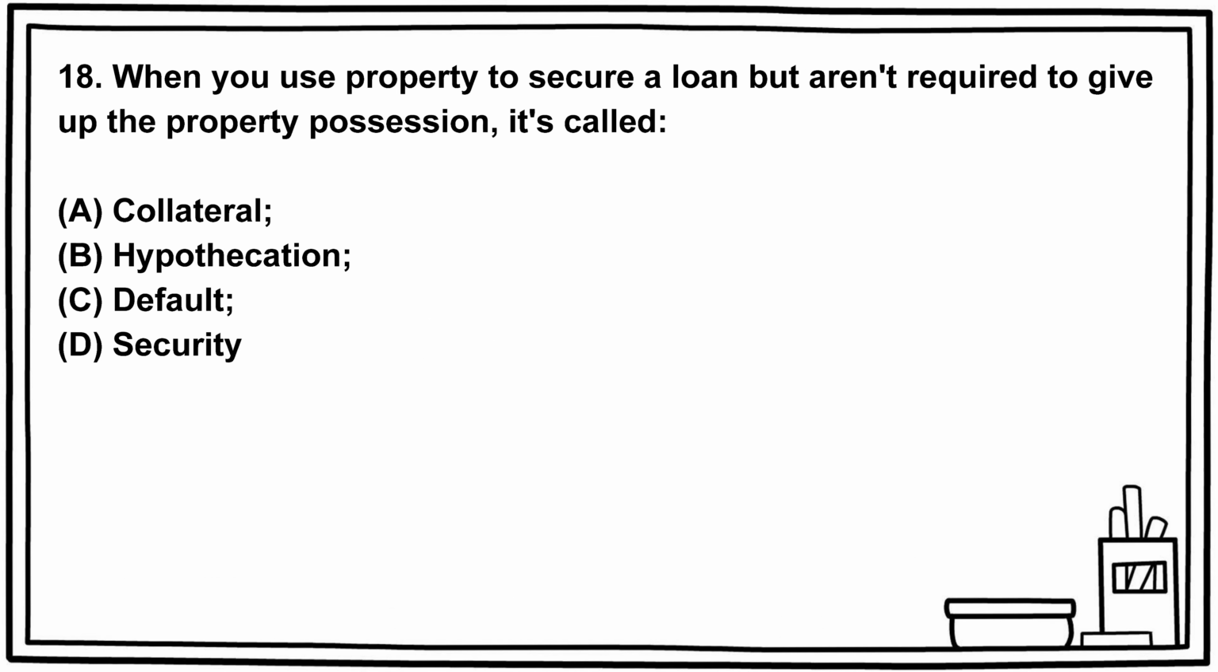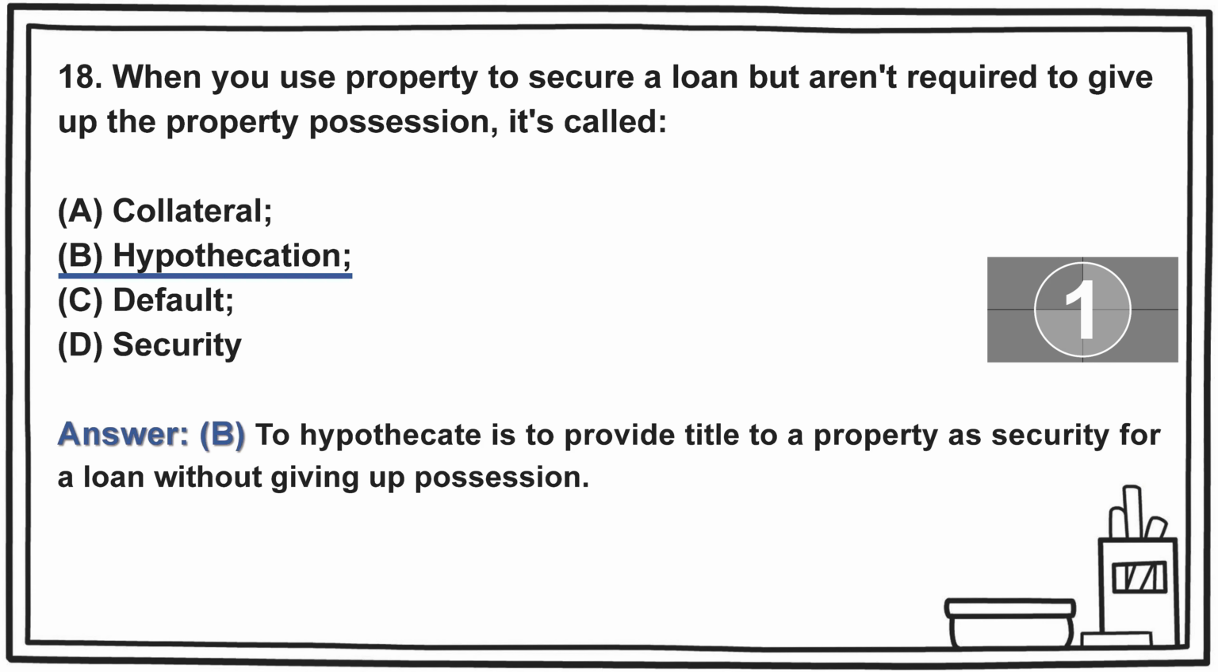When you use property to secure a loan but aren't required to give up the property possession, it's called A. Collateral, B. Hypothecation, C. Default, D. Security. Answer B. To hypothecate is to provide title to a property as security for a loan without giving up possession.